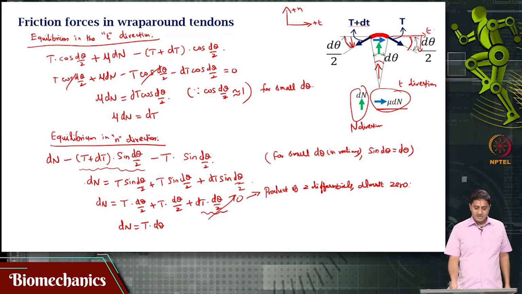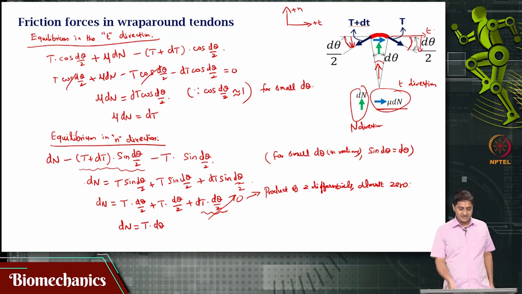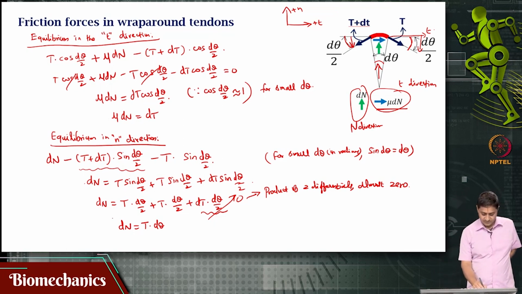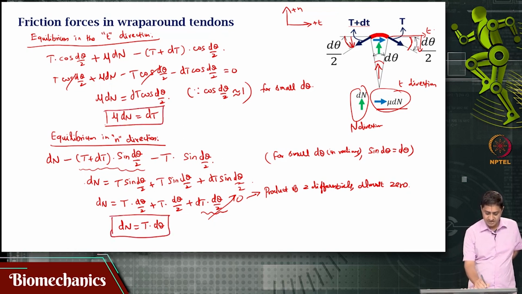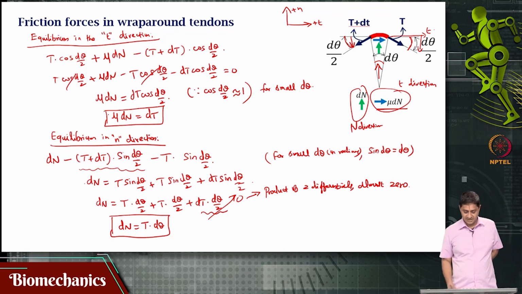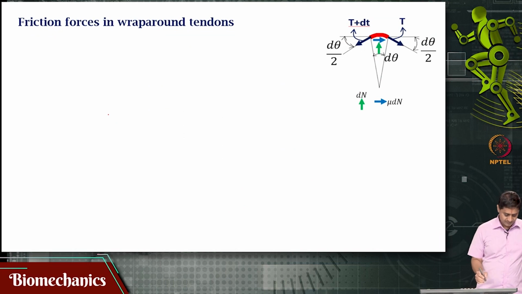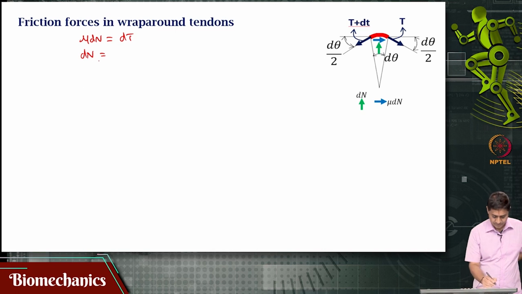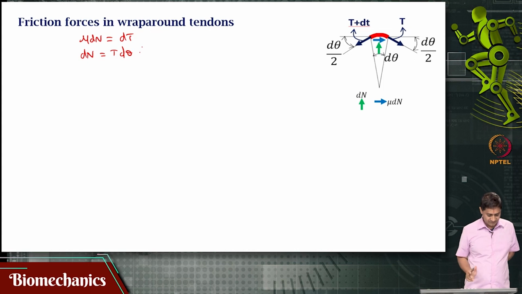So, dn gives me t times d theta. This is what I get from the n direction. Mu dn gives me dt. This is what I get from the t direction. Let me write this in the next slide and continue the discussion. Mu dn is equal to dt and dn is equal to t times d theta. This is what we have.